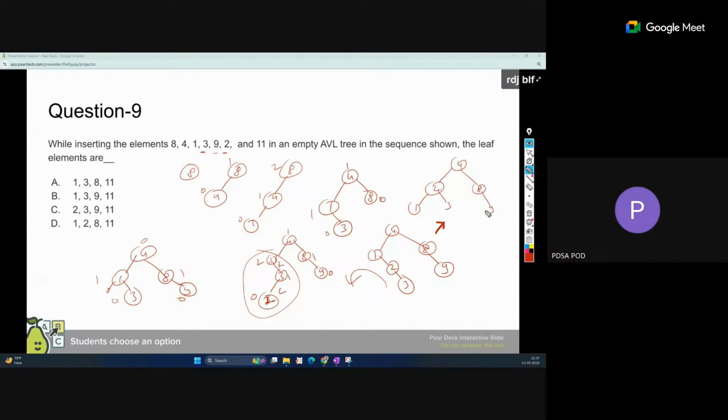Next is 11. 11 will be added here, and then this part will rotate one time. So finally we will get 4, 2, 1, 3, and 9, 8, and 11. Now this becomes a balanced tree. So 1, 3, 8, 11 are the leaf nodes, and this is the correct answer.